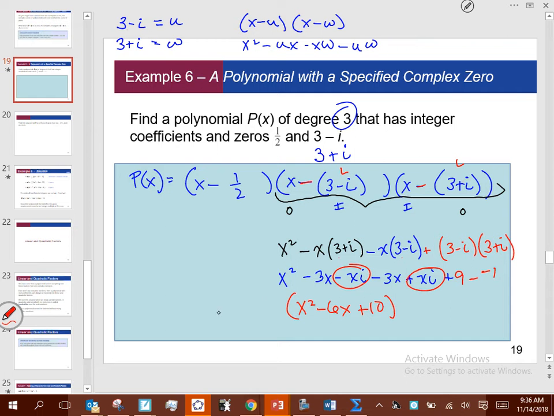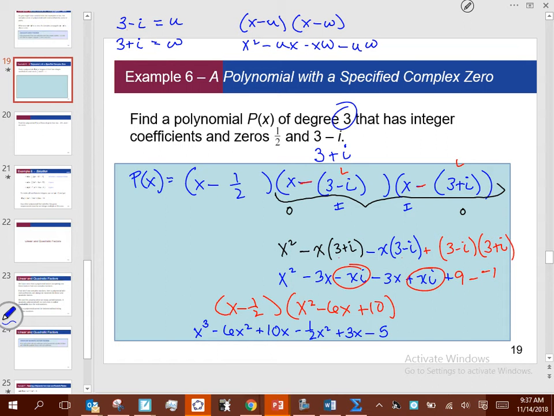That's a blue factor. Now I've got my x minus a half still out there. So now what do I have to do with that x minus a half? I have to distribute that through. Okay. So x times x squared gives me x cubed. x times negative 6x gives me negative 6x squared. x times 10 gives me 10x. Now my negative 1/2, so negative 1/2 x squared. Negative 1/2 times negative 6 gives me 3x. Negative 1/2 times 10 gives me negative 5.